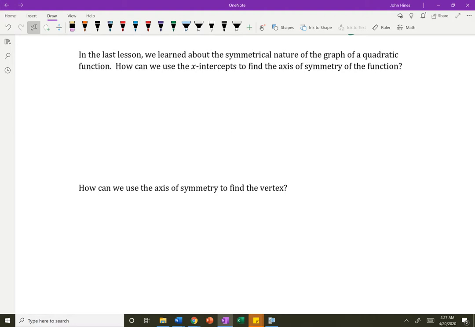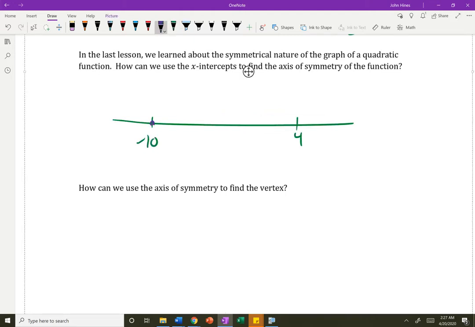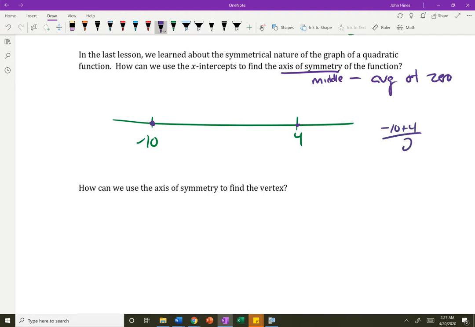So in the last lesson, we learned that graphs are symmetric. So if I know the x-intercepts, I know it's at negative 10 and 4. Those are my x-intercepts. How do I find the axis of symmetry? Well, it's got to be in the middle. It's the average of the zeros. So how do I average them? I add them up and divide by 2. I average my zeros to get the axis of symmetry. So the middleman is negative 3. x equals negative 3 is the axis of symmetry.